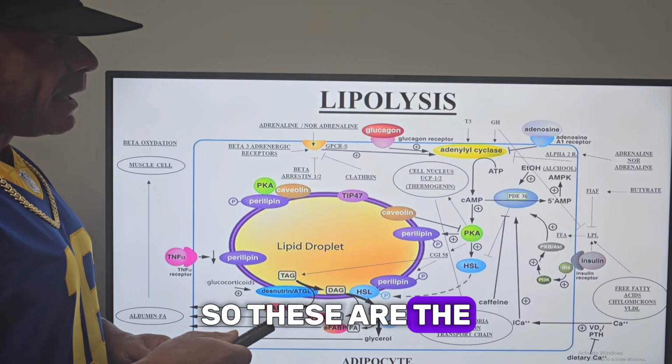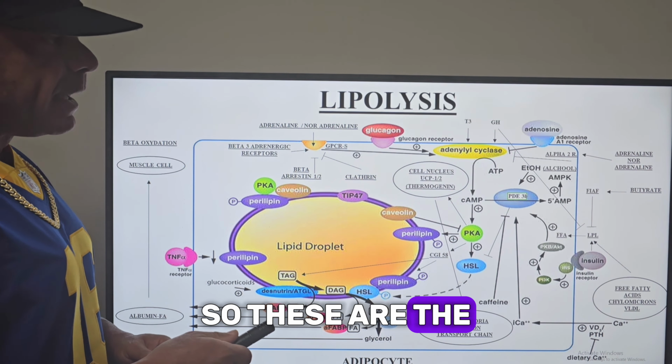Okay, what blocks this phosphodiesterase 3? Caffeine, that I explained in the video of caffeine. What also activates this? Remember, caffeine blocks, but alcohol, as you can see, ethanol here, activates. So ethanol helps you to gain fat through this mechanism, activating phosphodiesterase 3 beta.